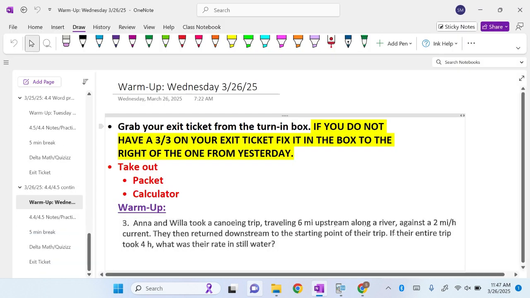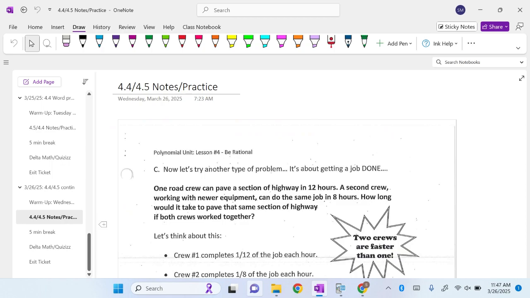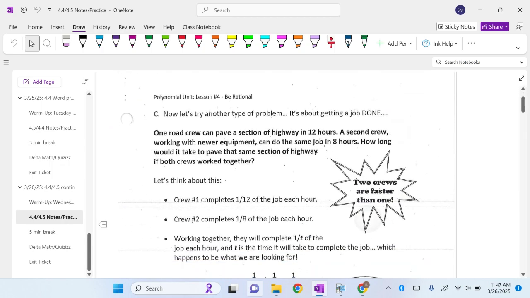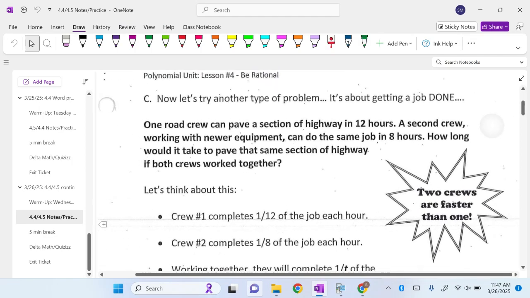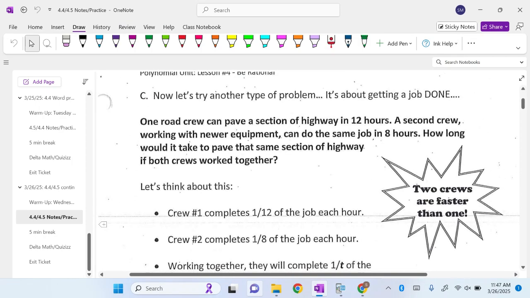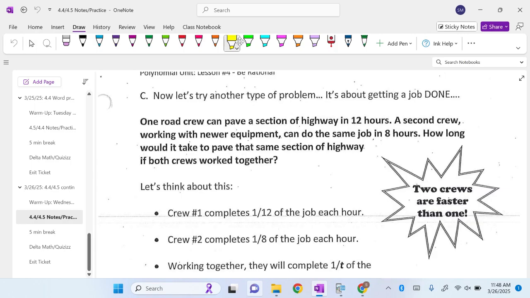All right. So I'm on page 15 of your notes. There we go. So the other type of rational word problem that we deal with is what I like to call the crew problems. So the working problems. Like it's talking about crews working somewhere, or getting the job done. So these are called getting the job done problems. So let's look at the first problem.